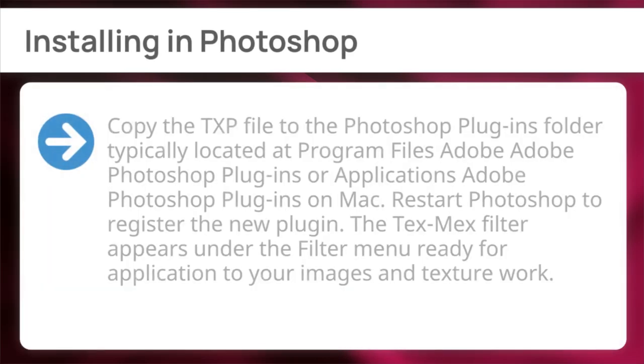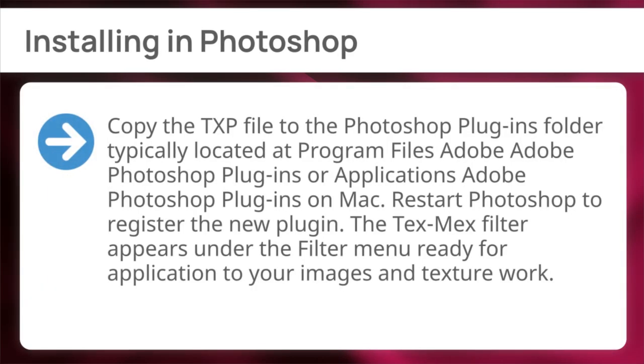First, installing in Photoshop. Copy the TXP file to the Photoshop plugins folder, typically located at Program Files, Adobe, Photoshop, Plugins, or Applications, Adobe Photoshop, Plugins on Mac. Restart Photoshop to register the new plugin. The Tex-Mex filter appears under the Filter menu, ready for application to your images and texture work.